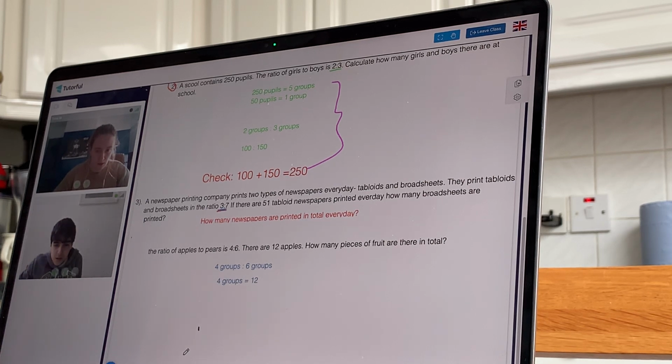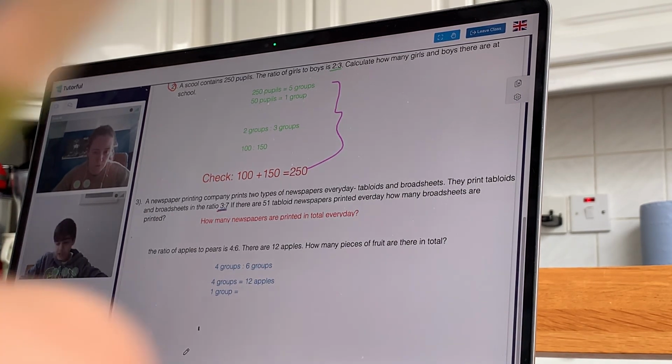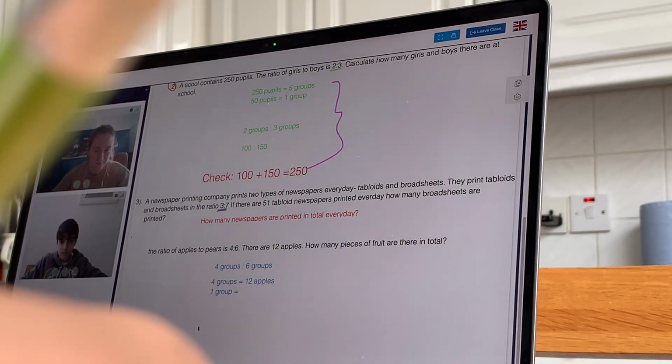So would it be 48 add 12? Why I done 4 times 12. So there's 4 groups is equal to 12 apples. So how many apples are in one group? Right, wait, 4 groups, 6 groups. Wait, okay, wait.